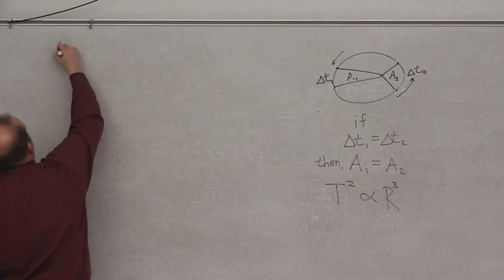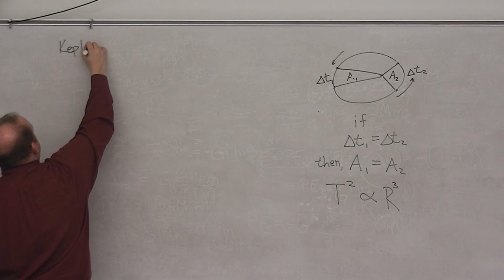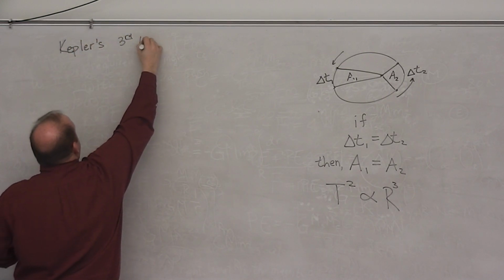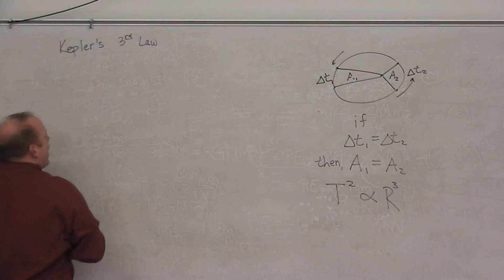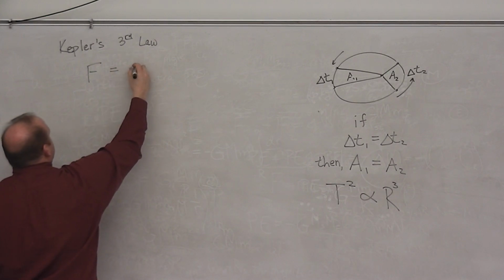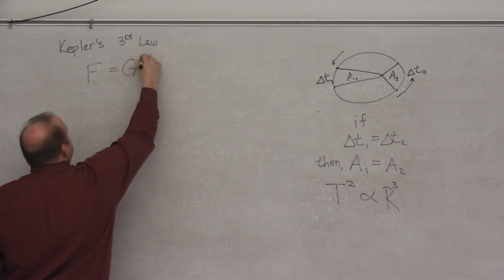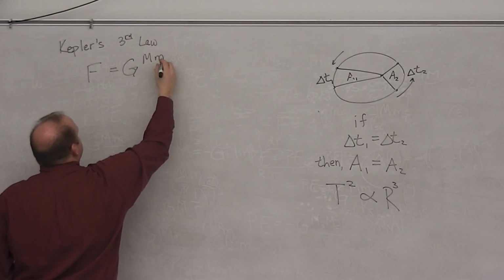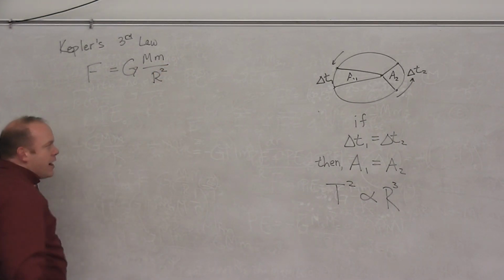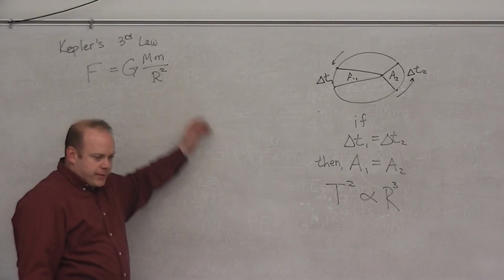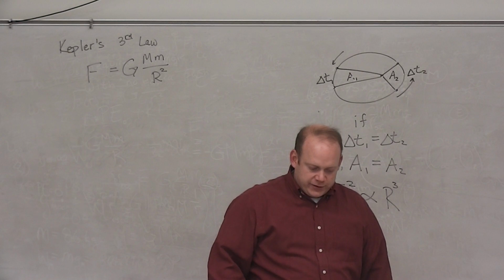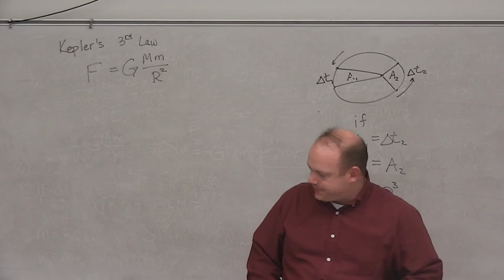So for Kepler's third law, we're going to just look at the force on the object, which is equal to G, big M, little m, over r squared. Now again, if you're talking about ellipses, you can talk about semi-major axis A, but for circular orbits, it's a lot easier to take a look at.